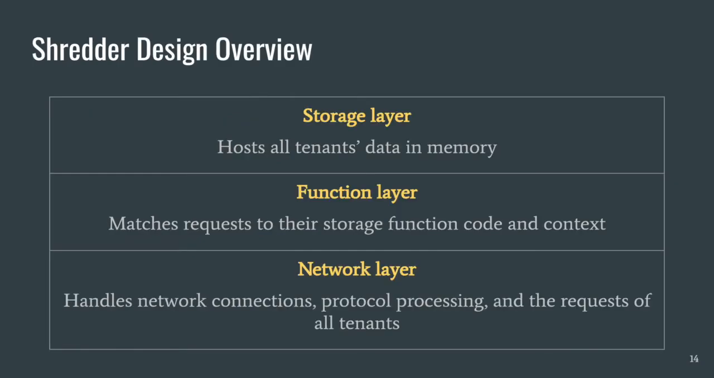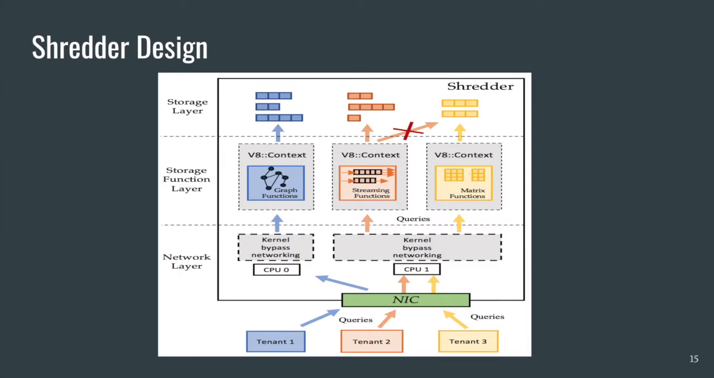The storage layer hosts all the tenants' data in memory and has get and put key value interfaces, which we can think of as a hash map, which consistently gives big O of 1 performance. The network layer handles network connections, protocols, and requests of all tenants. If the incoming request is a simple get or put operation, it calls through the storage layer. And if it includes a particular storage function, then the network layer calls through the function layer.